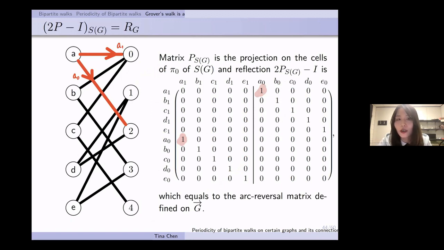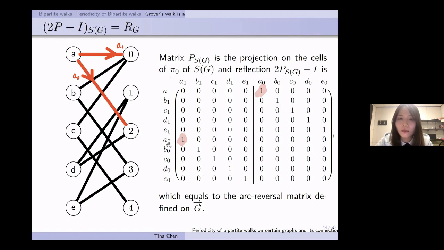And another matrix we need to deal with is the arc reversal matrix. For the arc reversal matrix, I'm going to show you that the reflections on this newly added vertex class will give you exactly the arc reversal matrix. To see that, just keep in mind that the newly added vertex will always have degree 2. So this is the reflection on this color class when you define the bipartite walks on the subdivision graph.